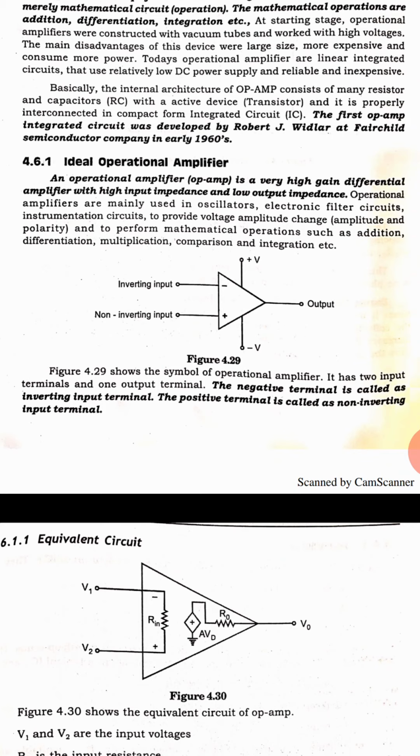What happens when you give the input at the inverting terminal? The output will be a negative value, that means 180 degrees out of phase. In the case of non-inverting, if we give the input at the plus terminal, the output will be positive. This is the only difference we have to understand. The plus 5 and minus 5 are for giving proper biasing to the operational amplifier.